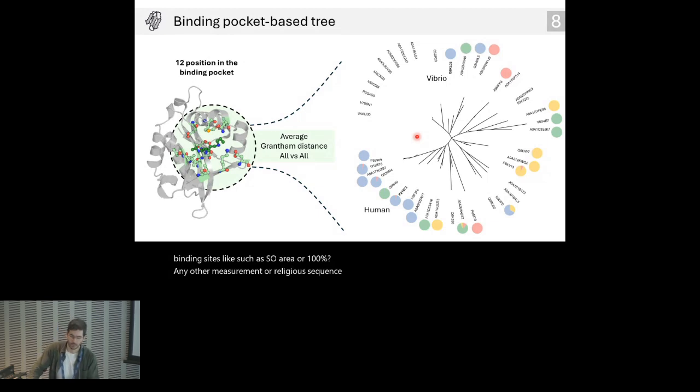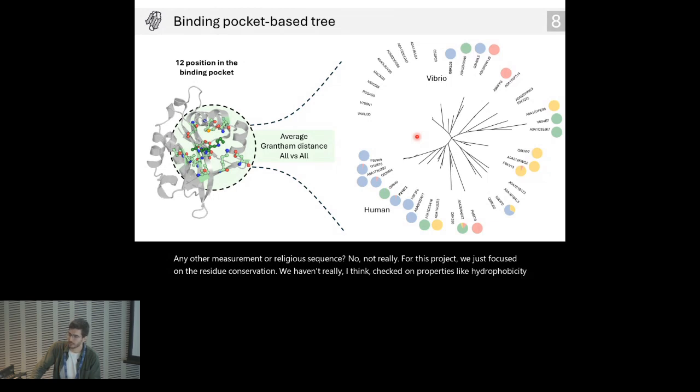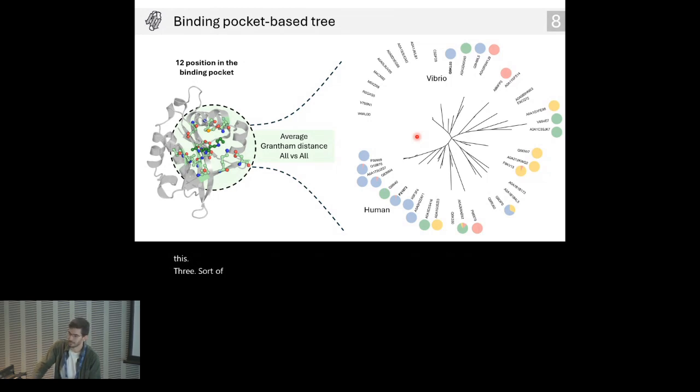No, not really. For this project, we just focused on the residue conservation. We haven't really checked properties like hydrophobicity or electrostatic effects and so on. I guess, yeah, for sure it will have an effect, but we didn't get to this sort of analysis. We have an online question now.